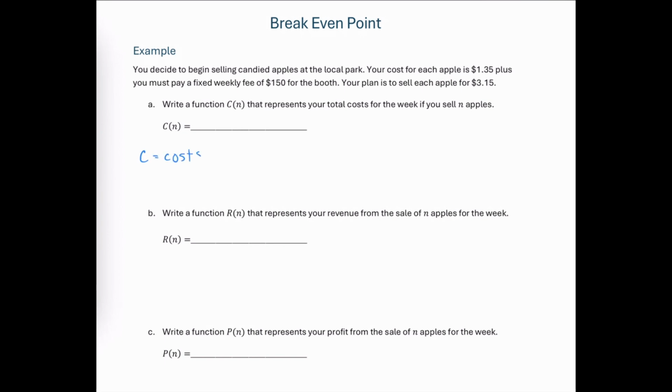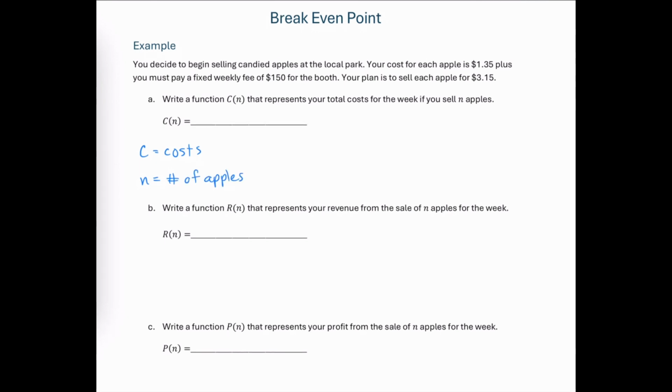So again, C is going to represent the cost, n represents the number of apples, and C evaluated at n is going to give us our total operating cost for the week. Well, our costs are going to incorporate the fixed costs as well as the cost of the apples that we're going to need to purchase. The booth fee is $150, and that's one of our fixed costs. And we have to pay $1.35 per apple initially. So our cost function is going to be a linear function that depends on how many apples we purchase.